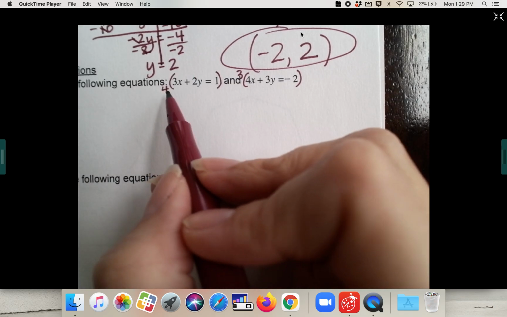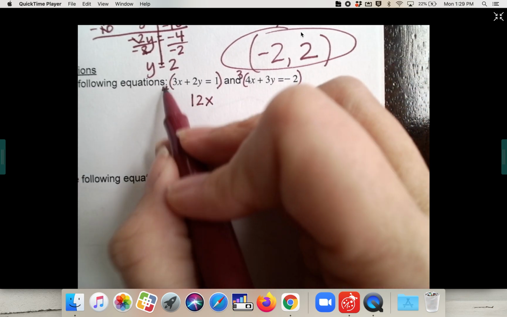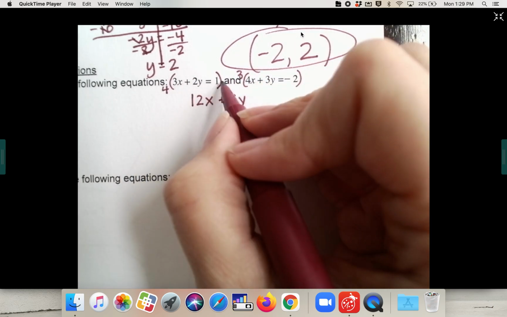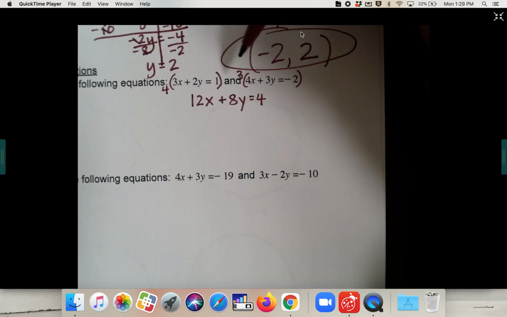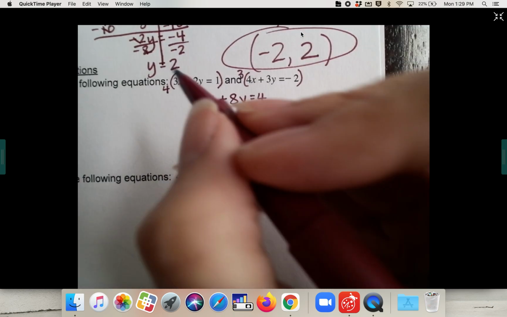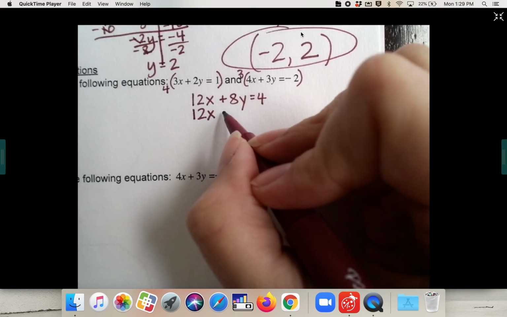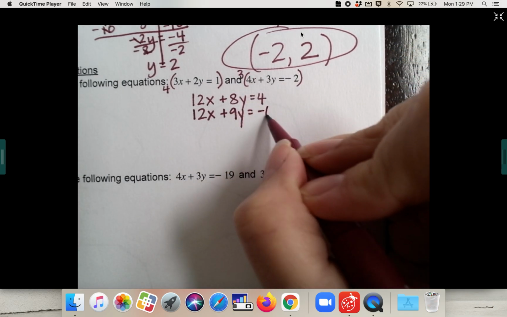So I'm going to distribute the 4. 4 times 3x is 12x. 4 times 2y is positive 8y. And 4 times 1 is just 4. Okay, let's look at the second equation. 3 times 4x is 12x. 3 times 3y is positive 9y. And then 3 times negative 2 is negative 6.